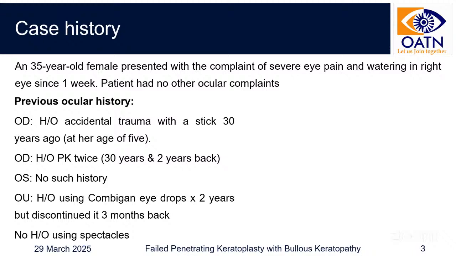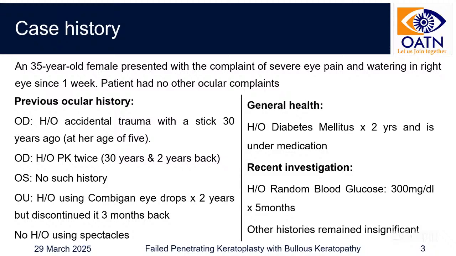The patient had a history of accidental trauma with a stick 30 years ago at the age of 5 in the right eye. PK was done twice, once when the accident occurred, 30 years ago, and the next one 2 years back. In the left eye, there was no such history. The patient used Combigan eye drops in the right eye alone for 2 years, but discontinued it 3 months back, and no issue of spectacles or any other ocular surgeries. General health included diabetes for 2 years, and she was under medication. Recent investigation included a random blood glucose test, which was high and which was taken 5 months back.